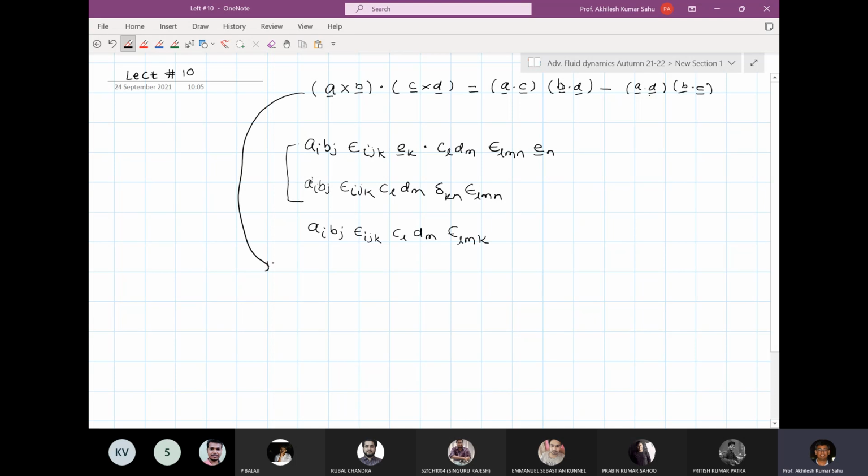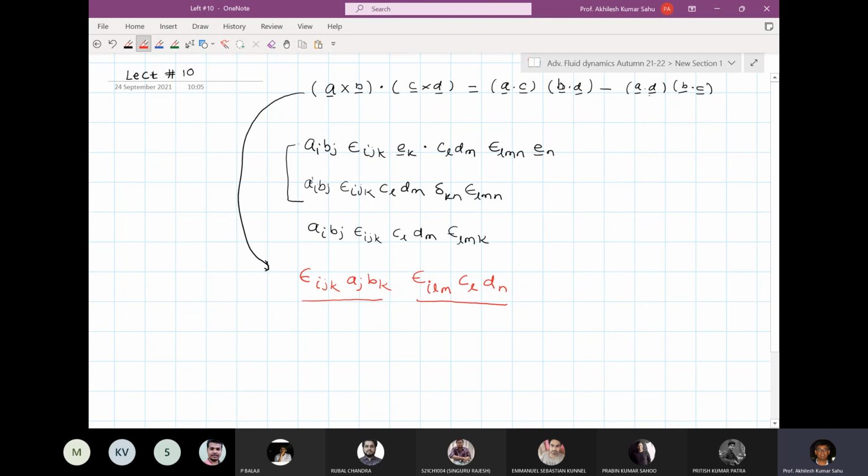A cross B, I can write in shortcut epsilon_ijk A_j B_k, right? And this is getting dotted with C cross D. So the free index for this A cross B is what? Free index is i, and this is getting dotted with C cross D. So I'll be writing epsilon_ilm C_l D_n. The free index of this has to be same as the free index of this, right? Because there is a dot product.